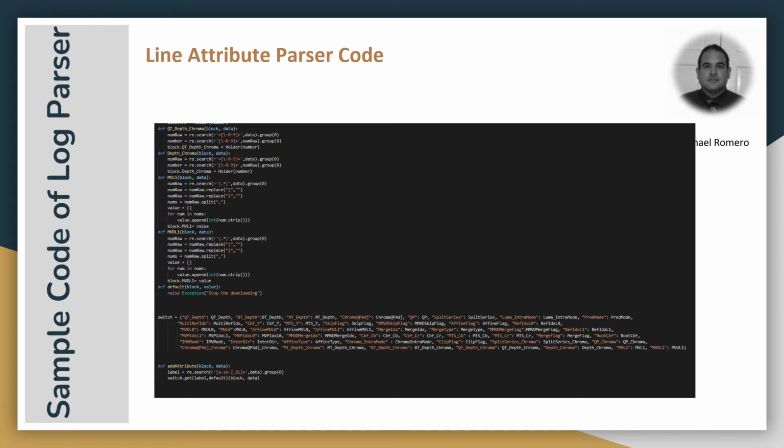In the log, each block has multiple lines for multiple attributes. This section of the code extracts the attribute name and matches the attribute name with the regular expression designed to extract the attribute information. There are over 50 different attributes, and not all are present on every block.